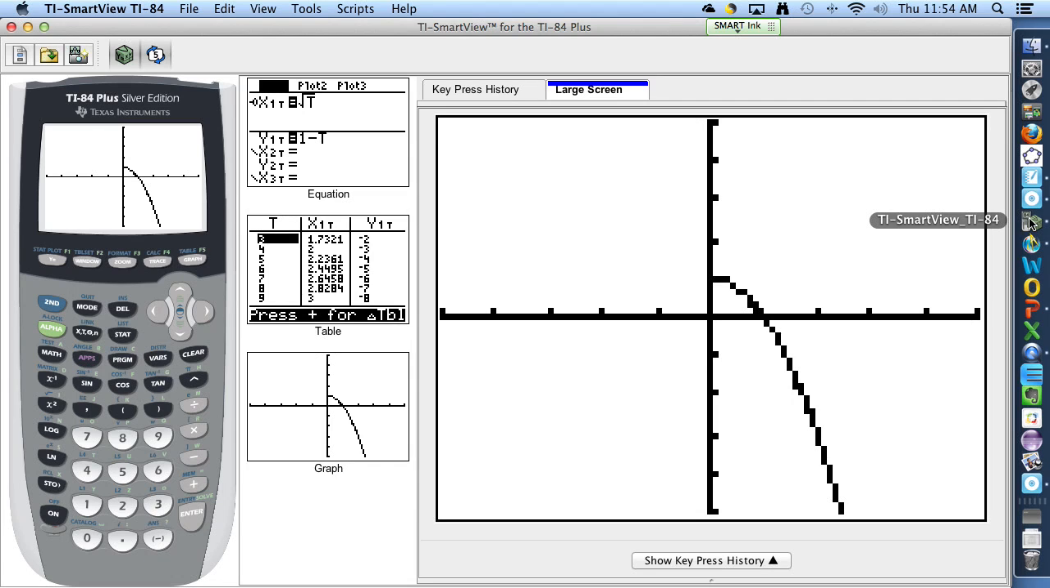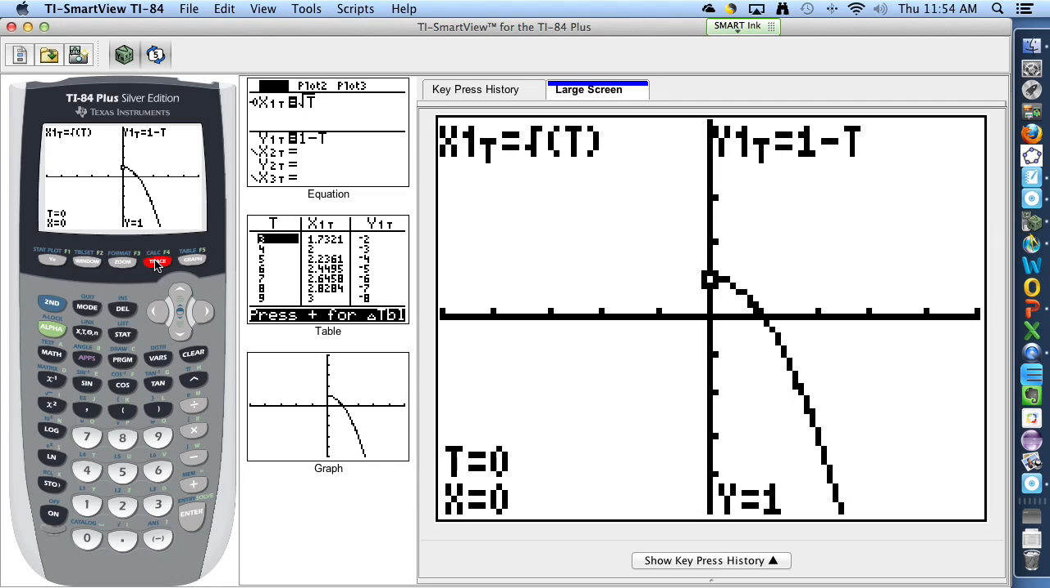So I'm going to go to my graph, and I'm going to trace my graph. And I want you to notice that as t goes up by 0.1, what happens to the y value? It's decreasing by 0.1. Awesome. As t goes up by 0.1, what's happening to the x value? It's going up by something, but it's definitely not 0.1, right?